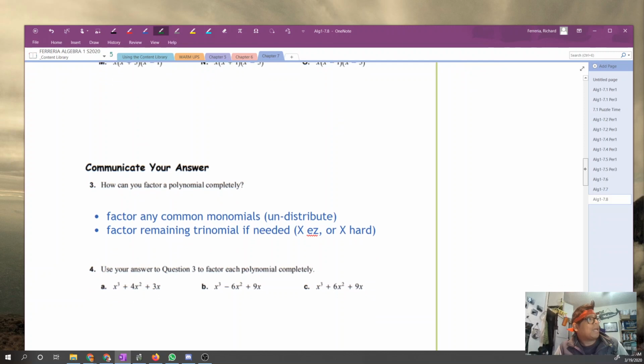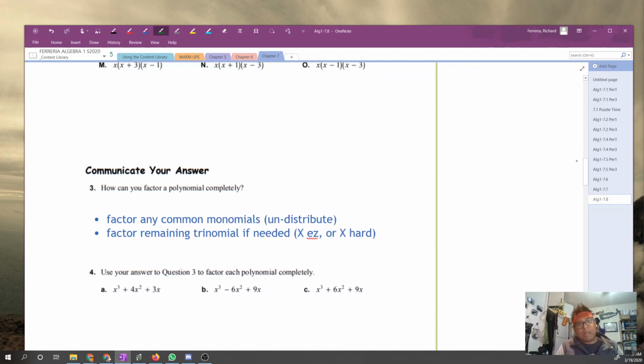All right, next. How can you factor a polynomial completely? We touched on this. The first thing to do is to factor any common monomials, which is that process of undistributing. Lastly, if there's a remaining trinomial, you're going to have to use the x method. If it can use the x method, either the easy one, if a equals 1, or the hard one if a is not equal to 1. You can pause the video right here if you need to copy it down. I'm going to move on.